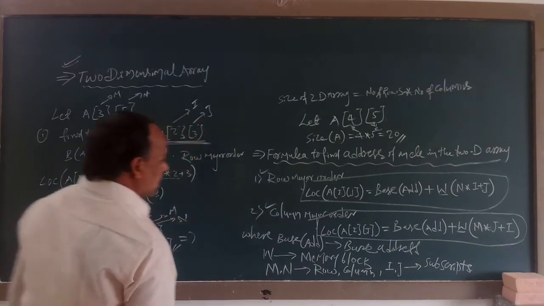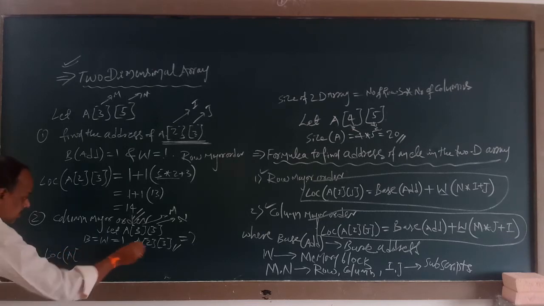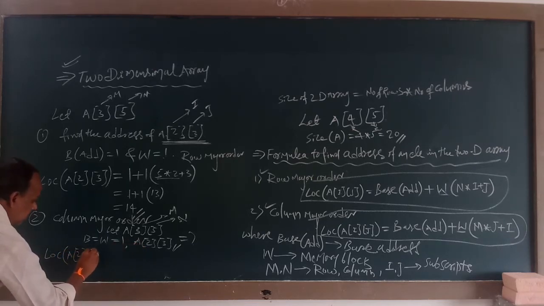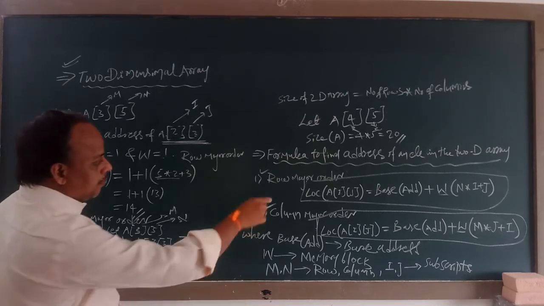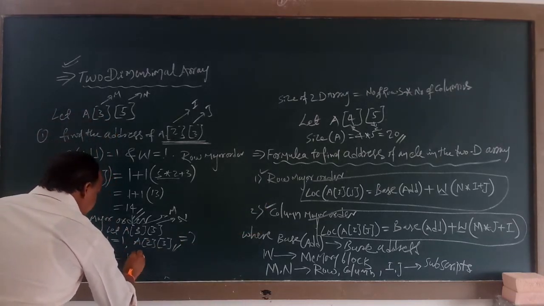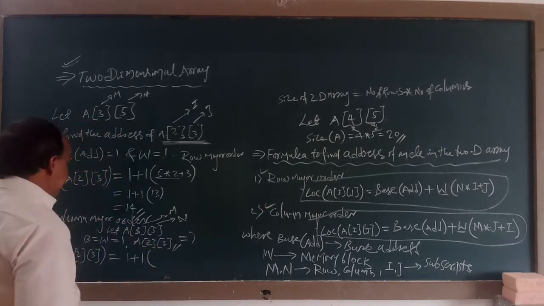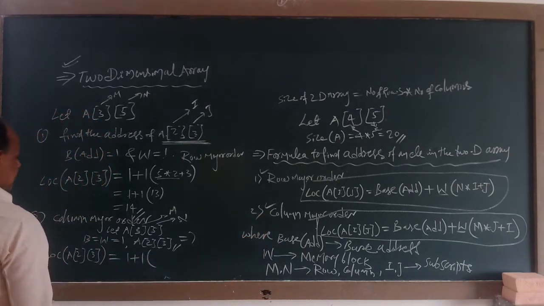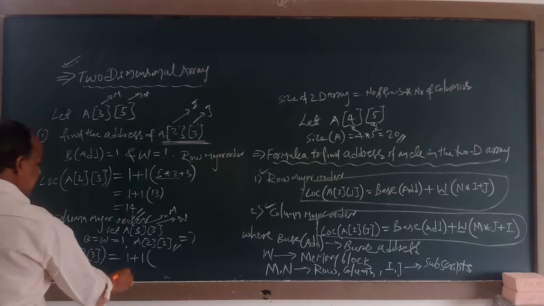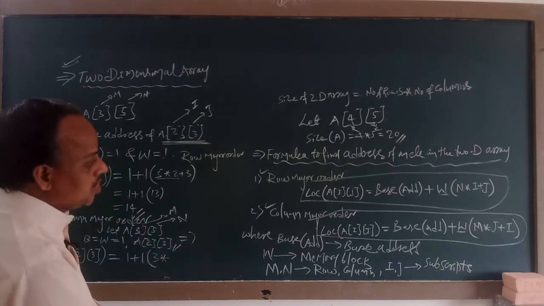So location of ij means, location of A of ij, that is 2, 3, is equal to, what is the formula? Base address, base address means 1, plus w. W means 1 into bracket. This is column major, right? So take first row. What is the row number here? Row number is 3 into j plus i.